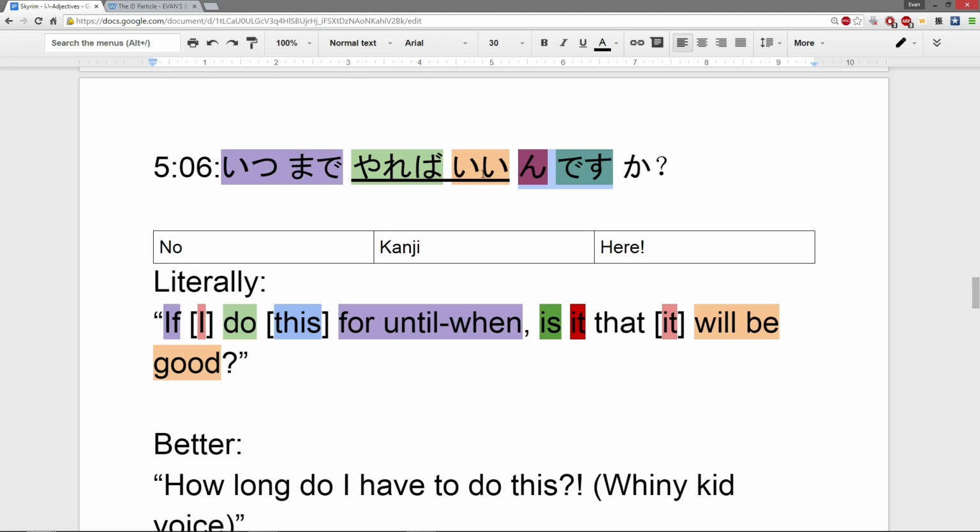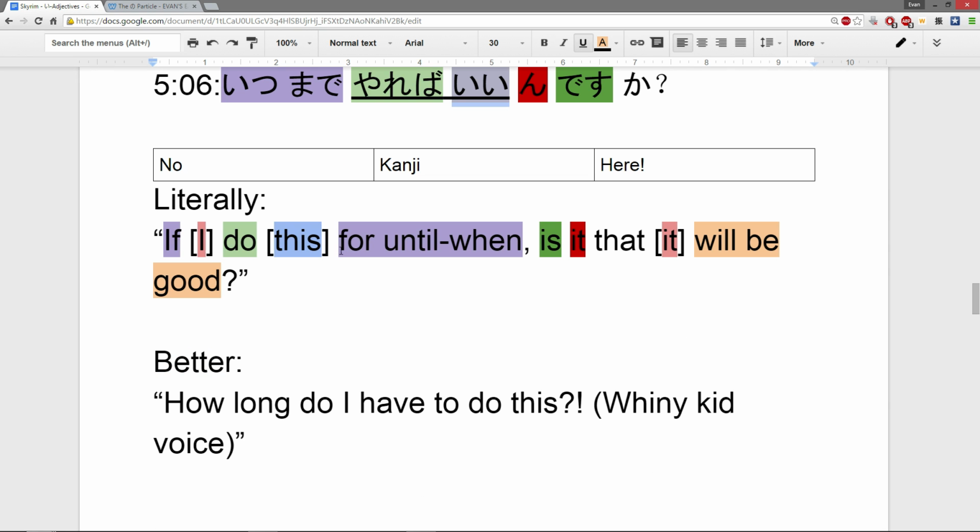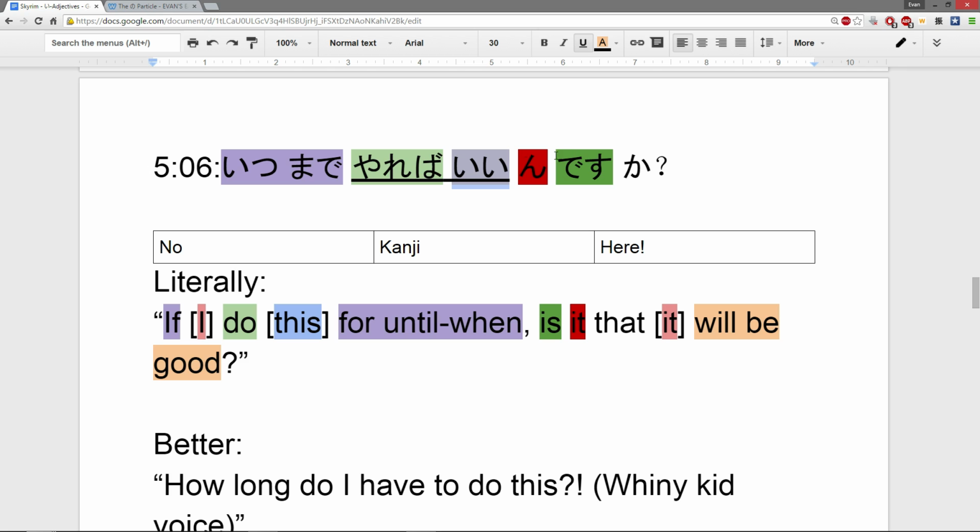Ii is "it's good." Yareba is "if I do." Itsumade is "until when," if I do, it will be good. Is it that? This ka makes it into a question. Is it that until when, if I do, it'll be good? Which is literally, if I do this until when, is it that it will be good? What? Let's just go ahead and chill with this.